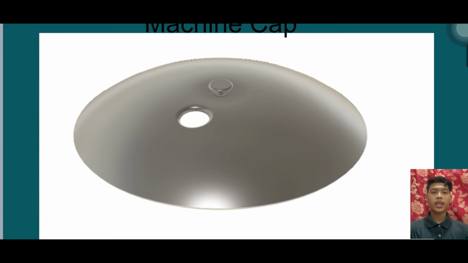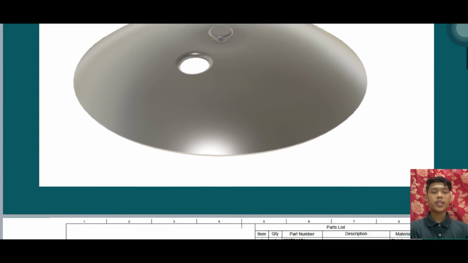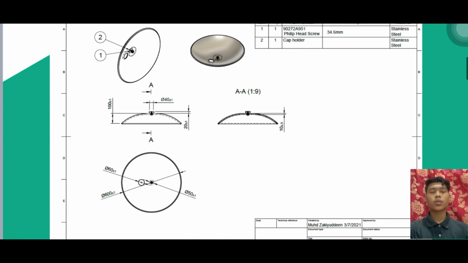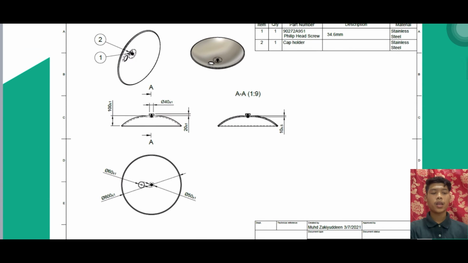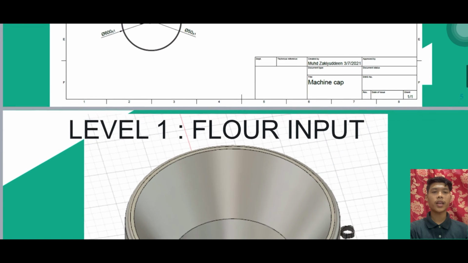First is the machine cap. As you can see, this is the machine cap and the 2D drawing of the machine cap. There are two items on the machine cap: the first one is a fillet head screw and the second one is a cap holder. The height for this machine cap is 100 and the diameter is 600. The material that we use is stainless steel.